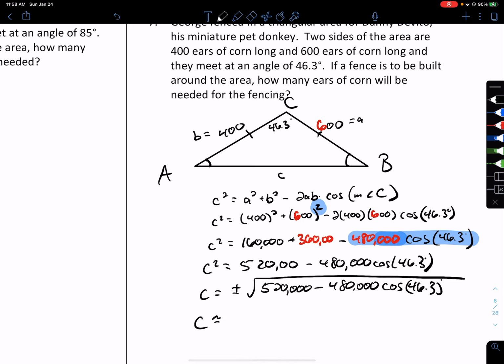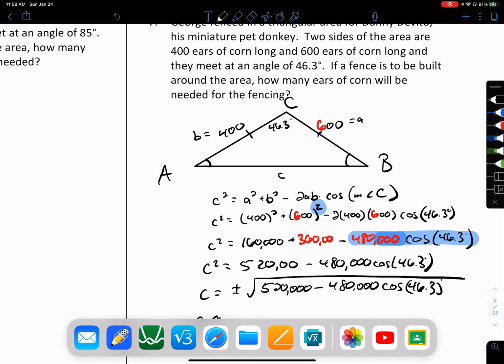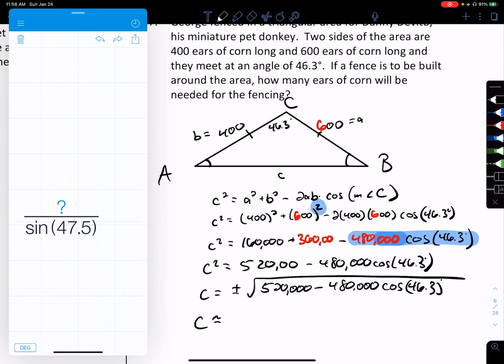Put this in your calculator and you're going to get the positive version of this, which I did not write appropriately once again. So let me see if I can write this in here well. We've got 520,000 minus 480,000 times cosine of 46.3, and I'm square rooting that monster. I think I typed something in here wrong. Hold on a second, because I got 434 point something. I'm missing a zero here. There we go. So we get 434.023. That doesn't answer the question.